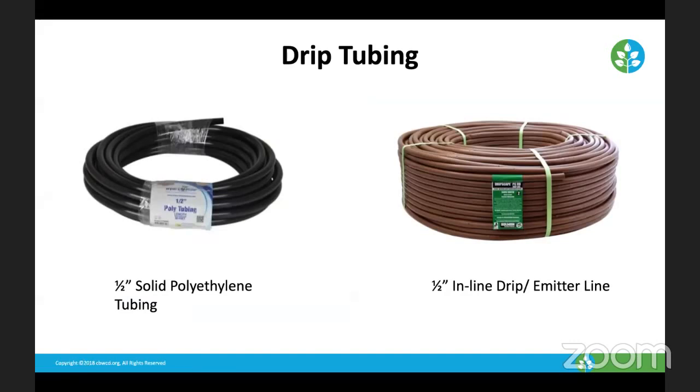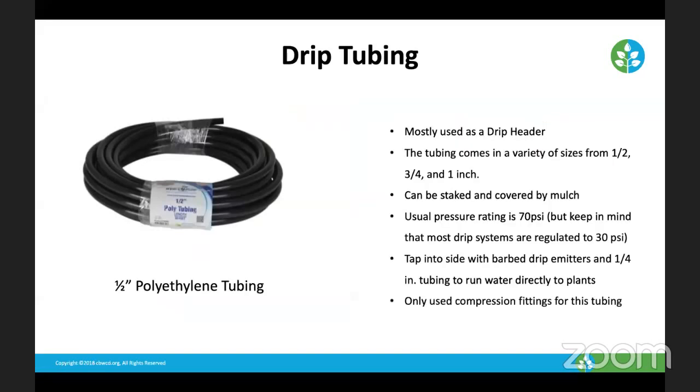You usually have 2 types of drip tubing. A 1/2 inch black solid tubing, as they call it, or polyethylene tubing, or a 1/2 inch inline drip emitter line tubing. Very popular, both of them. So we'll go with the black tubing first. This black tubing is usually used as a drip header most of the time.